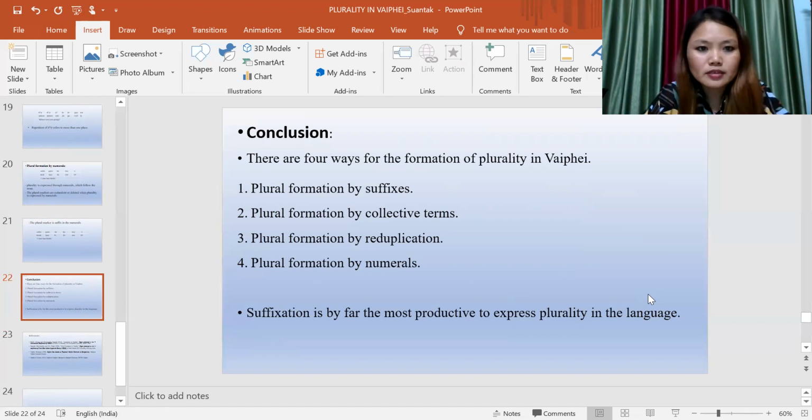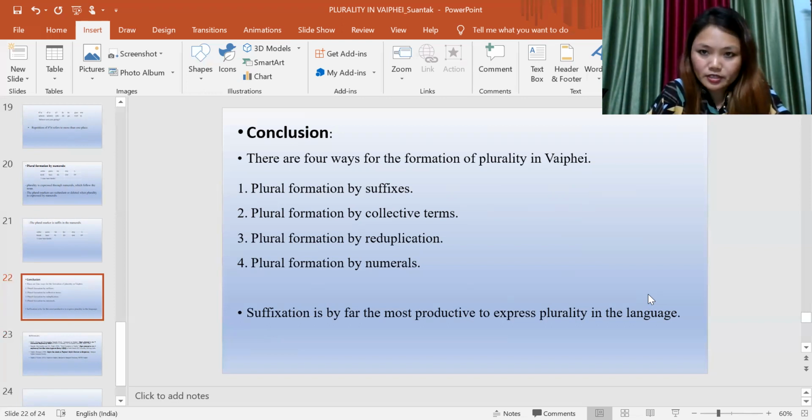And the third one is plural formation by reduplication. That means reduplication of the noun, verb, and those interrogative pronouns which express plurality in Vipe. And then the last one is plural formation by numerals. The language, like I mentioned earlier, prefers the use of numerals to express plural in the language. However, if the plural suffix has to occur, then the plural marker te is suffixed to the numeral.